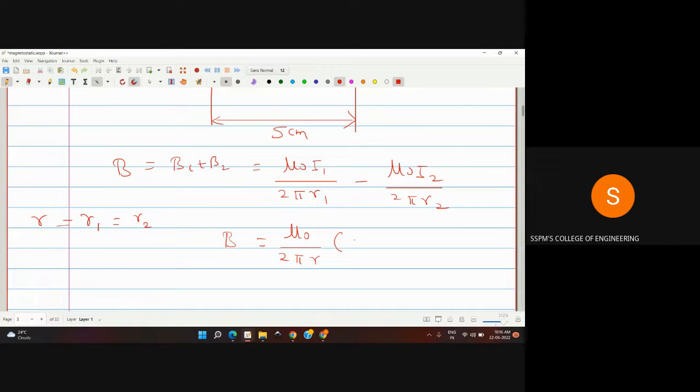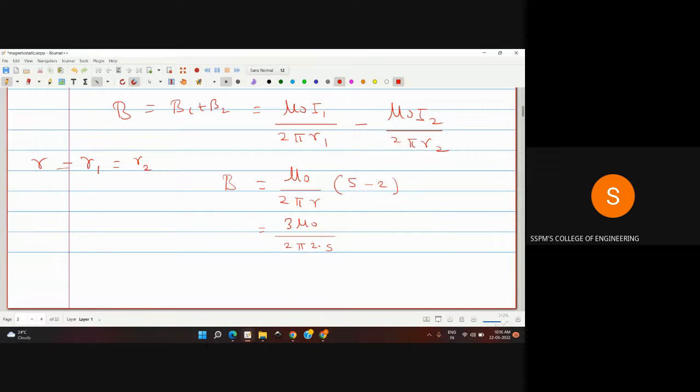Now current I1 is 5 and current I2 is 2. So this will be 5 minus 2 is 3, mu 0 divided by 2 pi, and the distance is 2.5 centimeter, isn't it? Solve this, 3 mu 0 divided by 5 pi will come.